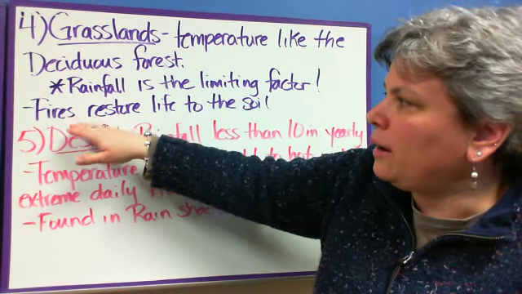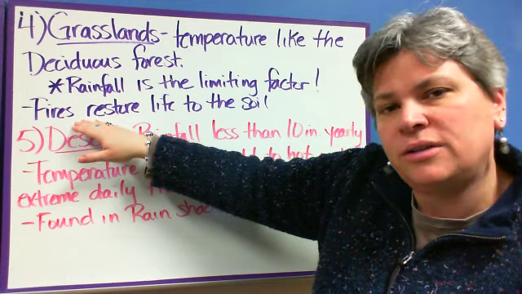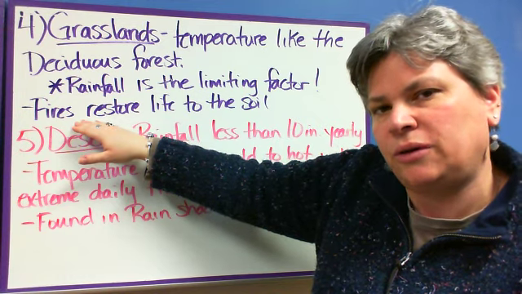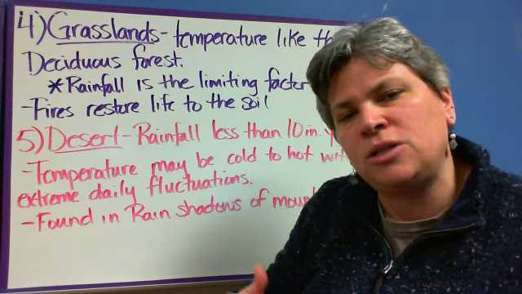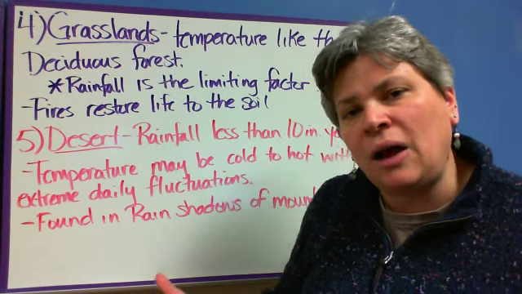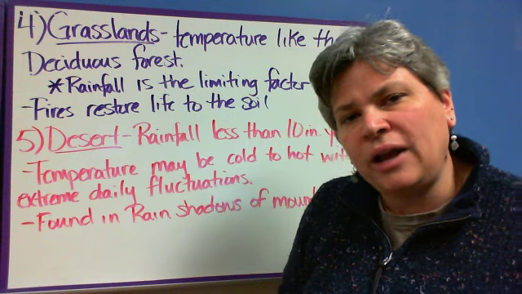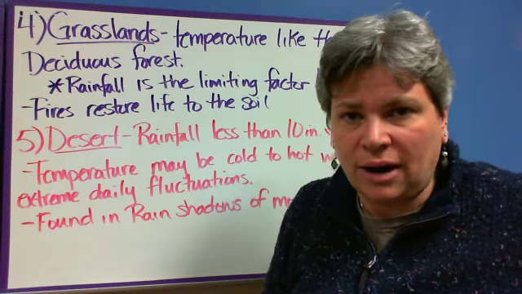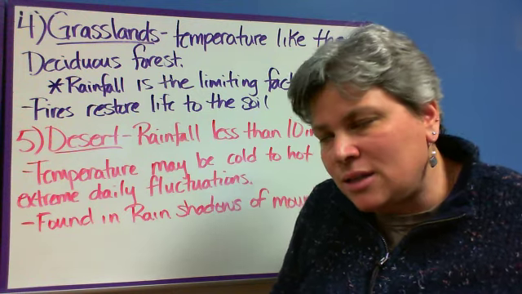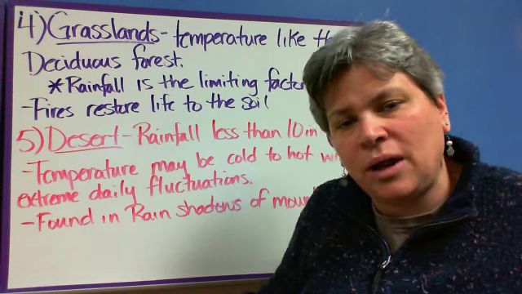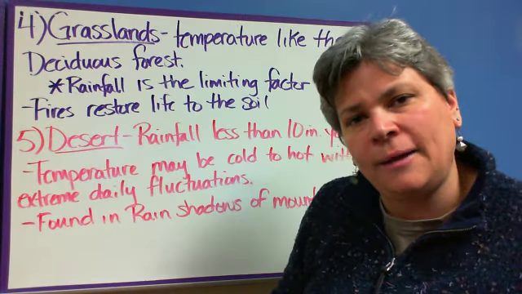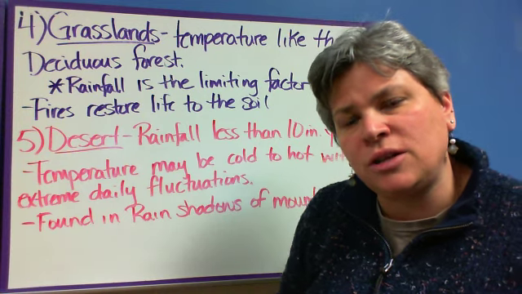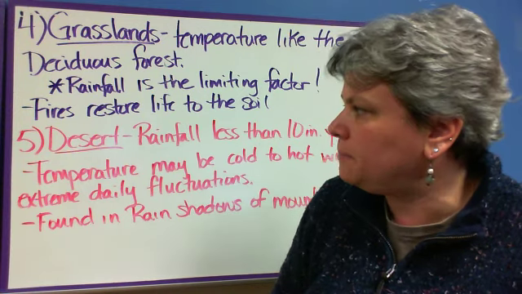Something to point out in the grasslands is that fires actually restore life to the soil. When those fires go through, it rebuilds the soil. It puts nutrients back into the soil to allow things to grow. So fires are actually kind of a vital part of the grasslands. So yeah, it's good to put them out so they don't spread and become out of control, but we can't completely make them go away because it restores so much to the balance of that ecosystem.